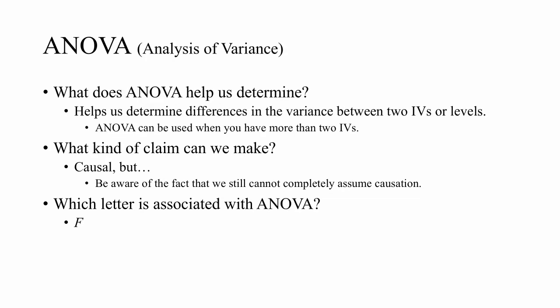Okay, for ANOVA, or analysis of variance, what does it help us determine? It helps us determine the differences in the variance between two IVs or levels. ANOVA can be used when you have more than two IVs. What kind of claim can we make? Causal, again, read that warning. The letter associated with ANOVA is a capitalized italicized F.